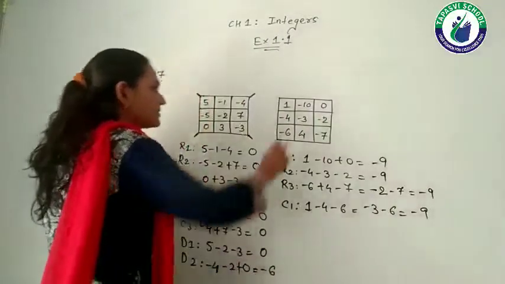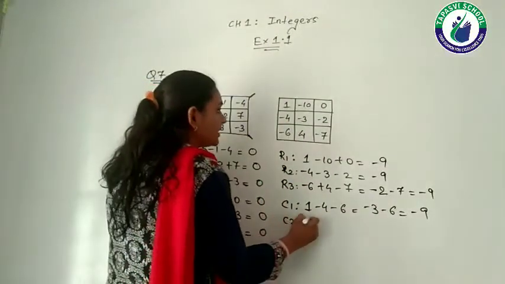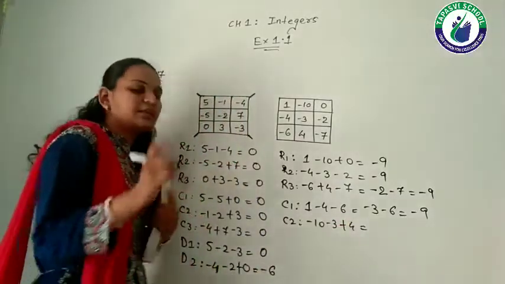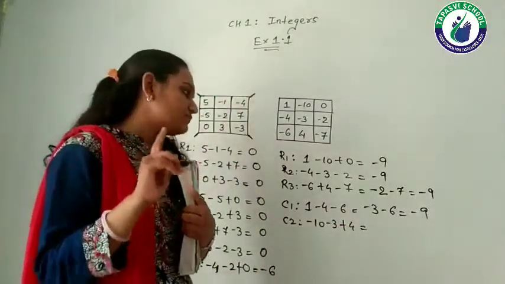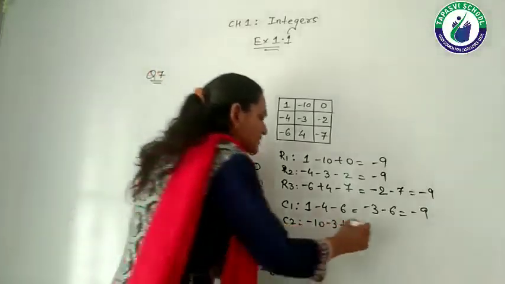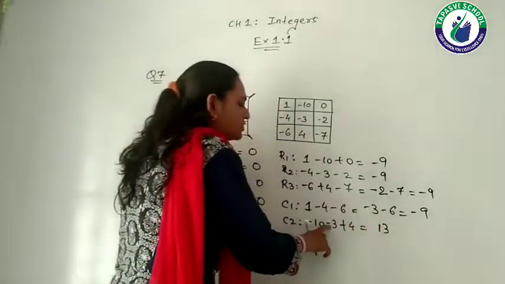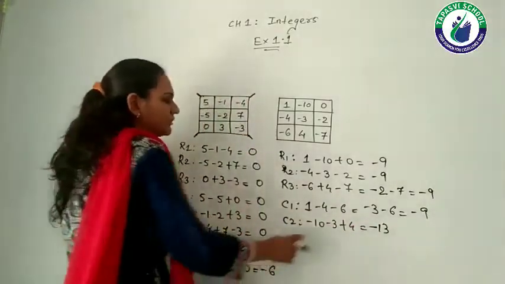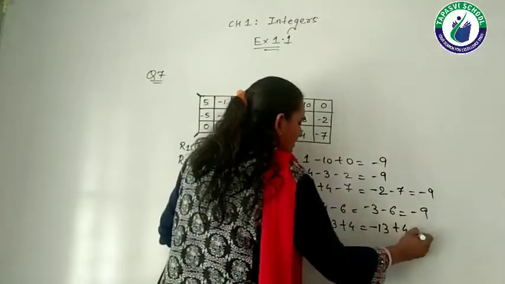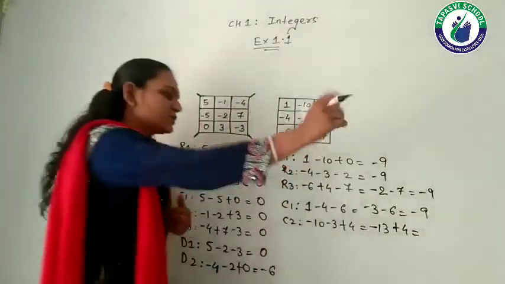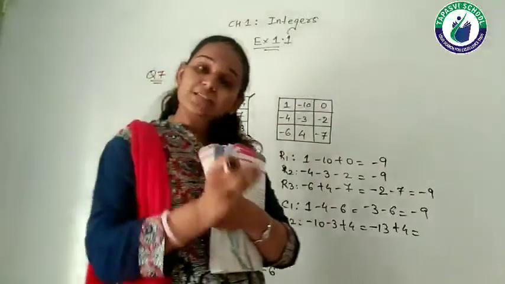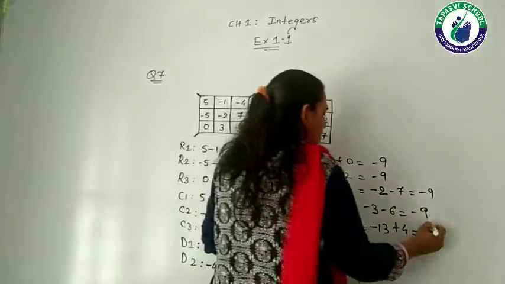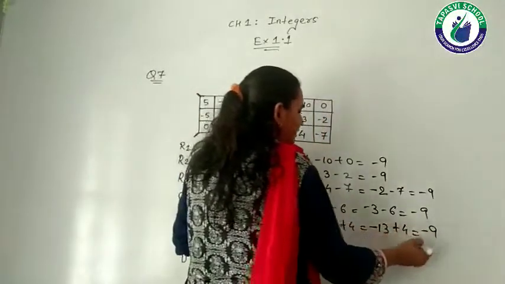Now we are taking column number 2. -10, -3 and +4. So -10 and -3, they both are having the negative sign. So first we will be adding them. So we will be getting 13 and I am going to give the negative sign because these both are the negative ones. Now we will be adding with the +4. So -13 and +4. So 13 is a negative number, 4 is a positive number. So we are going to do the subtraction. So 13 minus 4 is 9 and we are going to give the sign of negative to it.